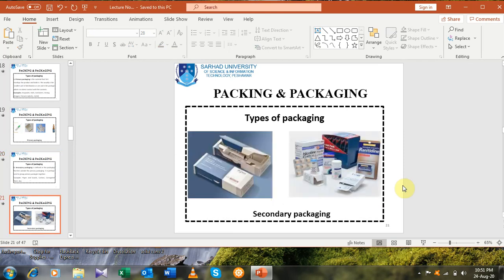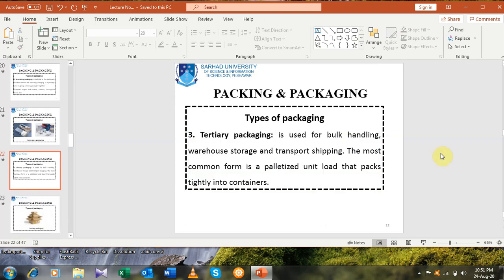You can see on the screen the example of the secondary packaging. The primary packaging is further enveloped by the packaging, and that is termed as secondary packaging.